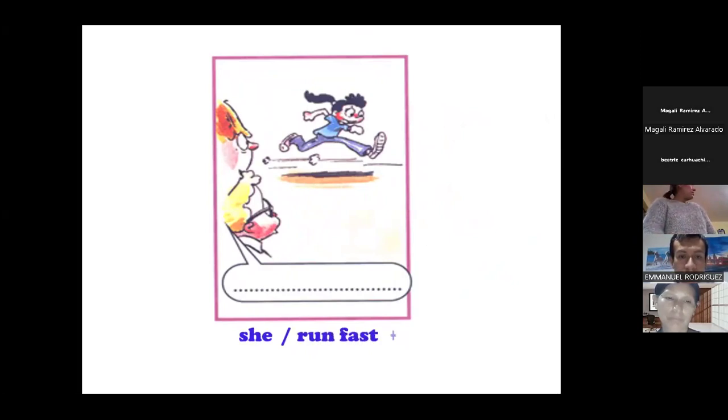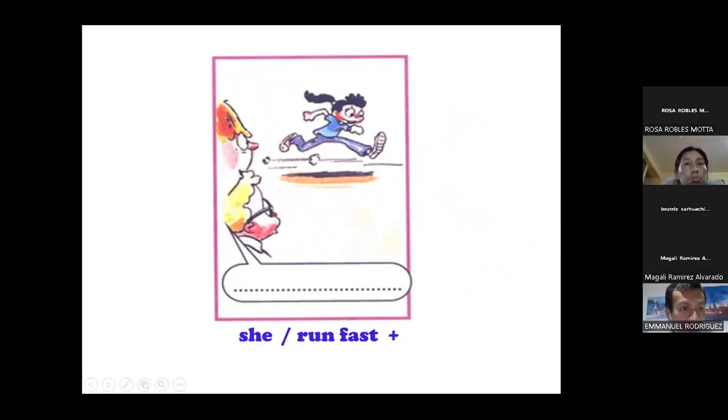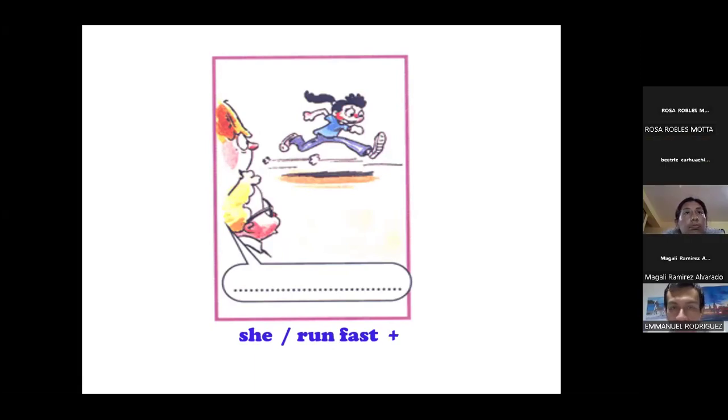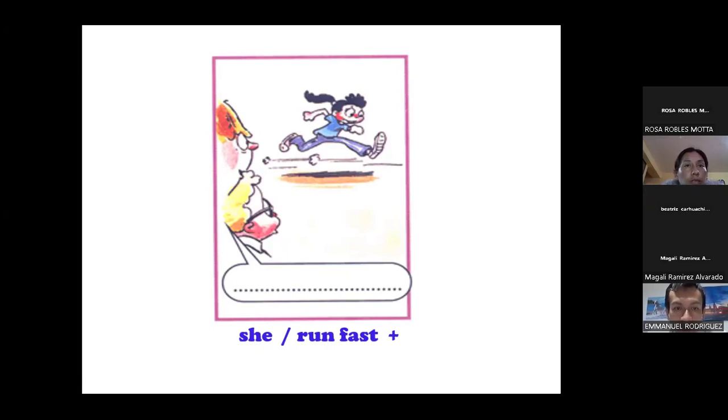Okay, she runs fast. I need a volunteer to tell me. Okay, Rosa Robles Mota. She runs fast. Okay, I'm going to check. Let's check if what she said is correct. She can run fast. She can run fast. Okay, thank you. Continue with the next slide.